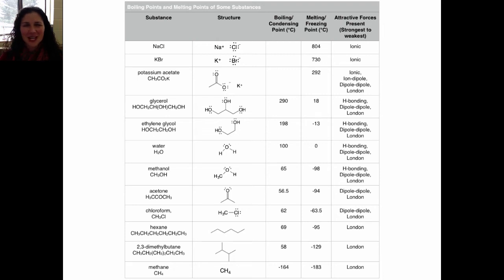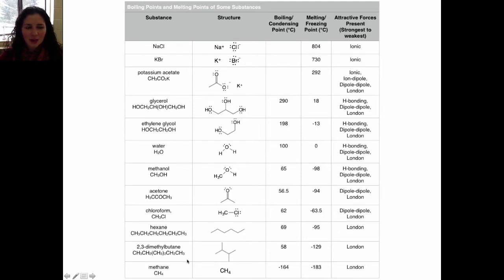Hi, this is a video to help you through the activity on attractive forces and physical properties. Please take a look at the table on the first page of your activity. I'd like you to notice that attractive forces are listed in the right-hand column here. These are the attractive forces in their respective substances, which are listed here.